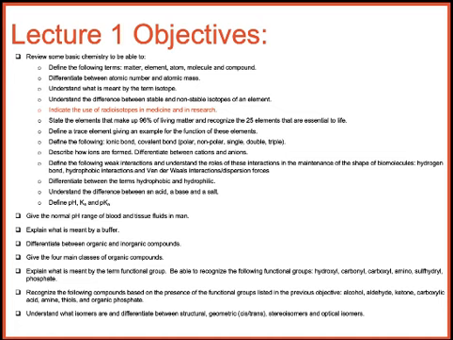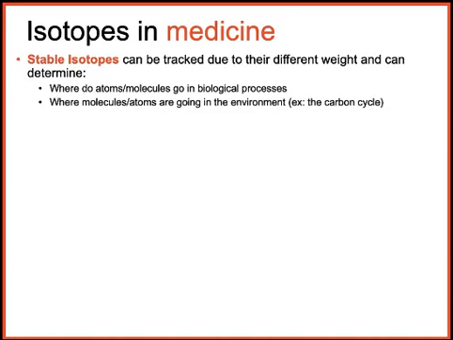Now, let's talk about how it's used in medicine. Stable isotopes can be tracked due to their different weight and can determine where atoms are going in biological processes. But also in environmental sciences, we can track where, let's say, carbon goes. Like in carbon cycles, you can look at these isotopes and see where the carbon is going in the cycle and study it a bit more.